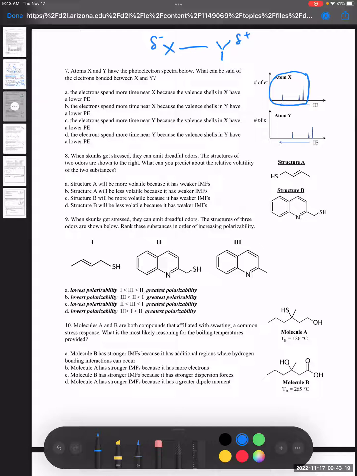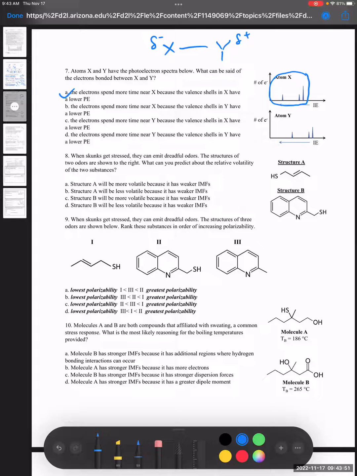Electrons spend more time near X because valence shells in X have a lower potential energy. That is absolutely correct. Remember, lower potential energy means stronger attractive interactions, because X has a higher ionization energy in the valence electrons, meaning these valence electrons are more strongly attracted to the X nucleus. Therefore, it's going to have a lower potential energy. The stronger the attractive interactions, the lower the potential energy. Option A seems to be correct.